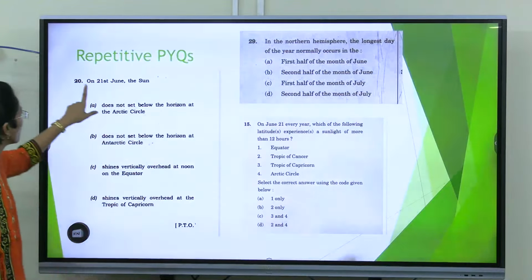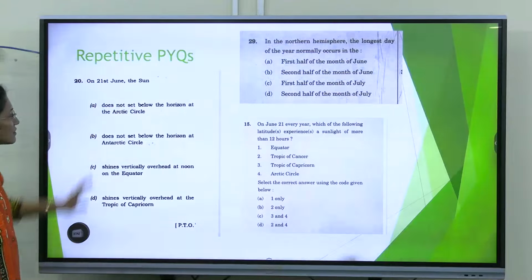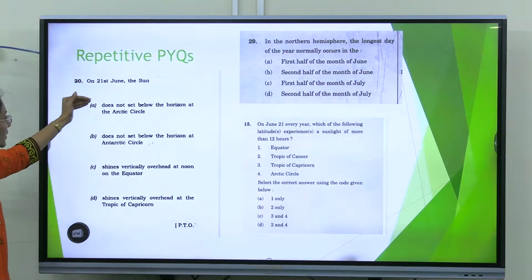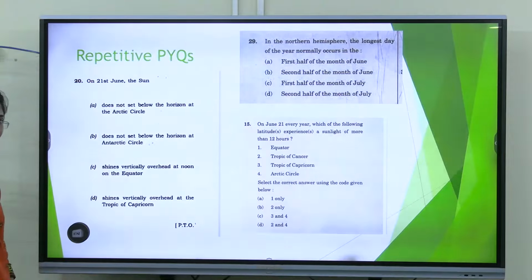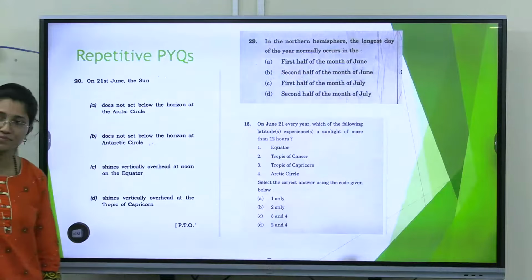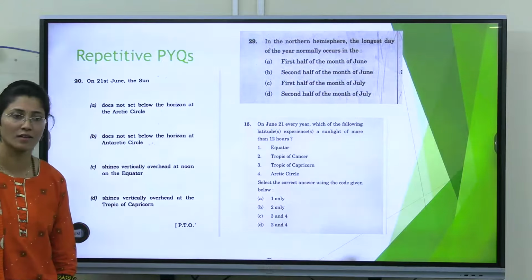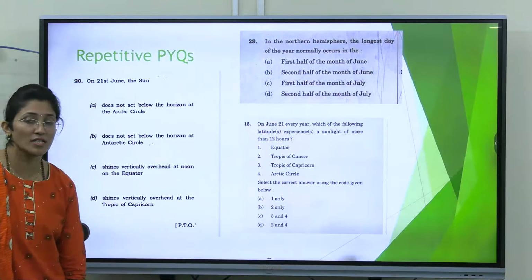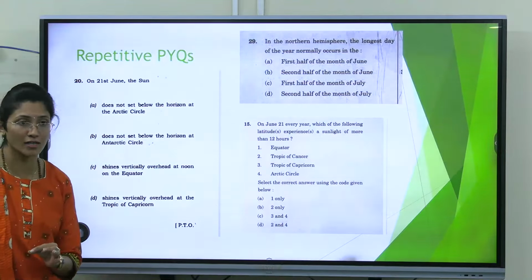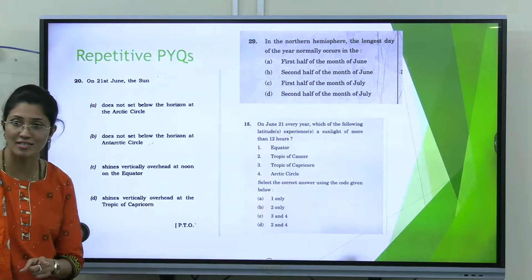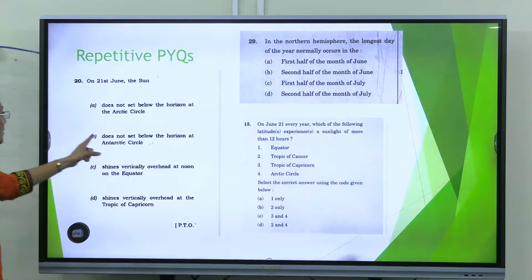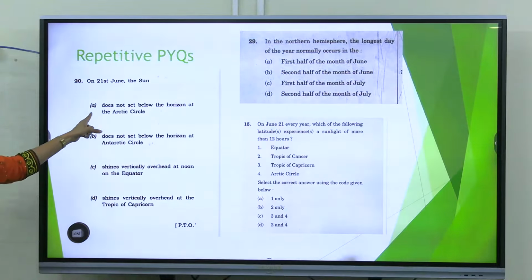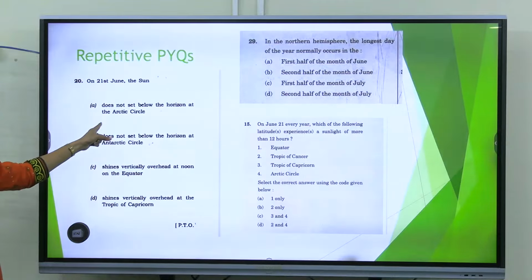Right? Now, what is the question? On 21st June, the sun... It will be between A and B. What will be the answer? Northern hemisphere experiences a 24-hour day. That means the sun never sets in the Arctic circle, in the northern hemisphere.